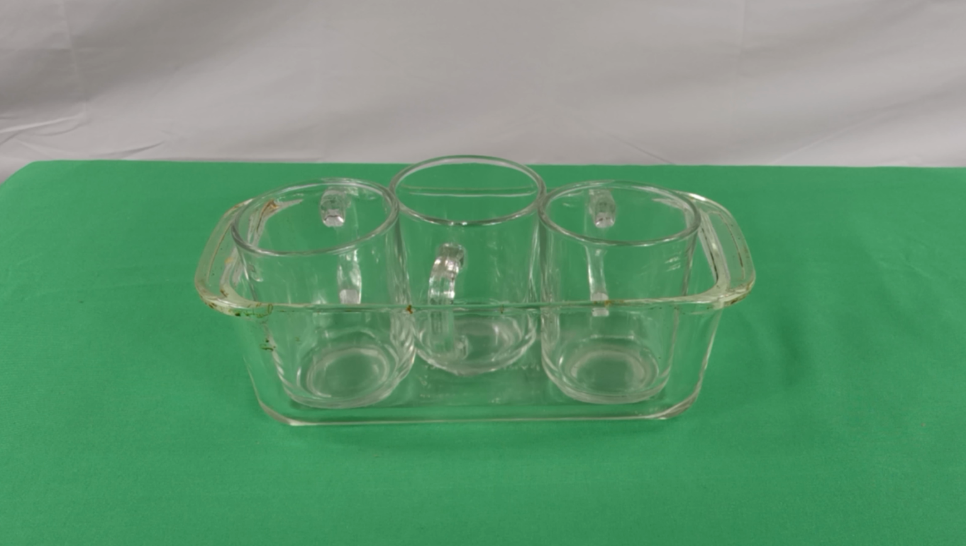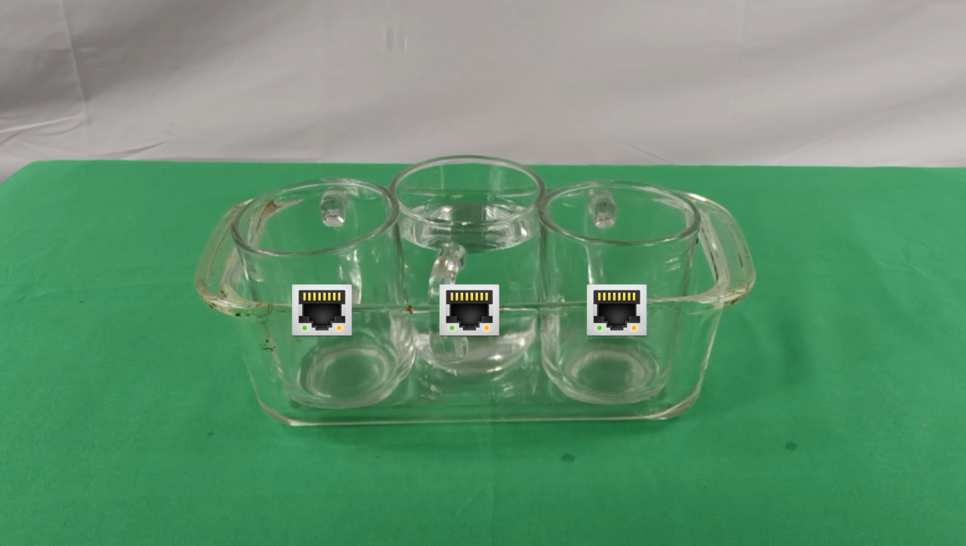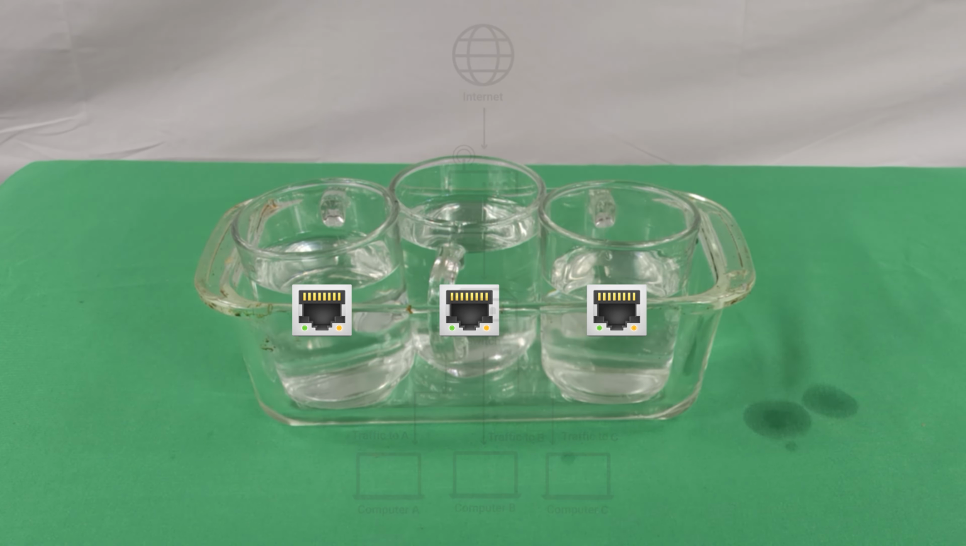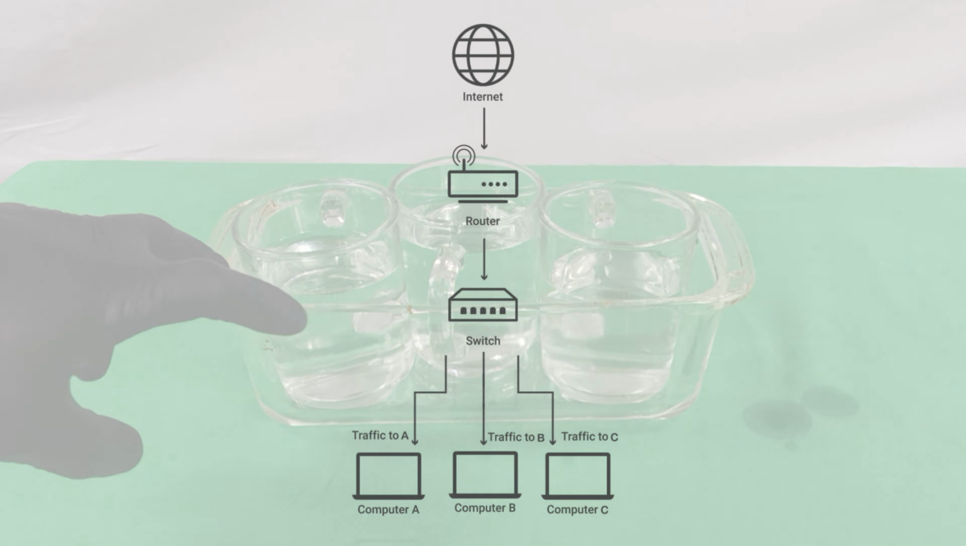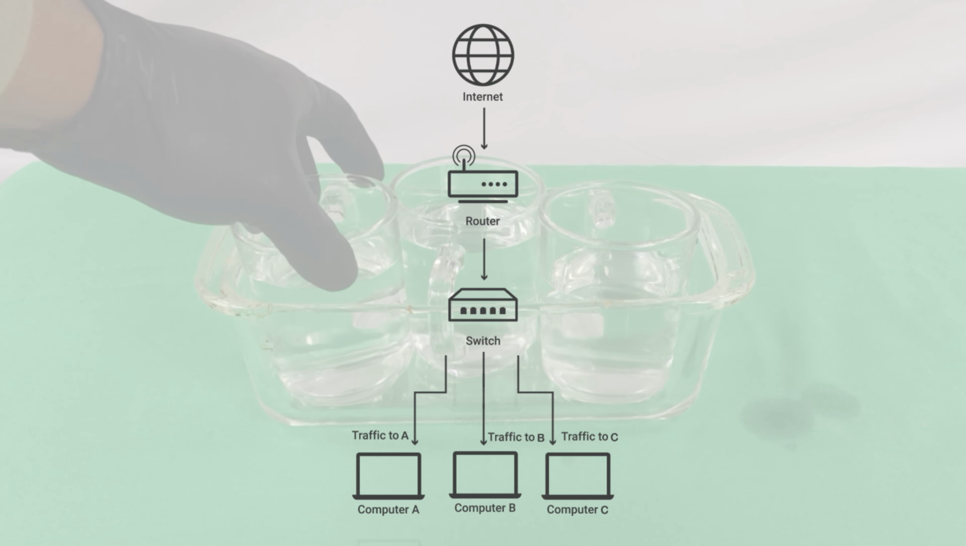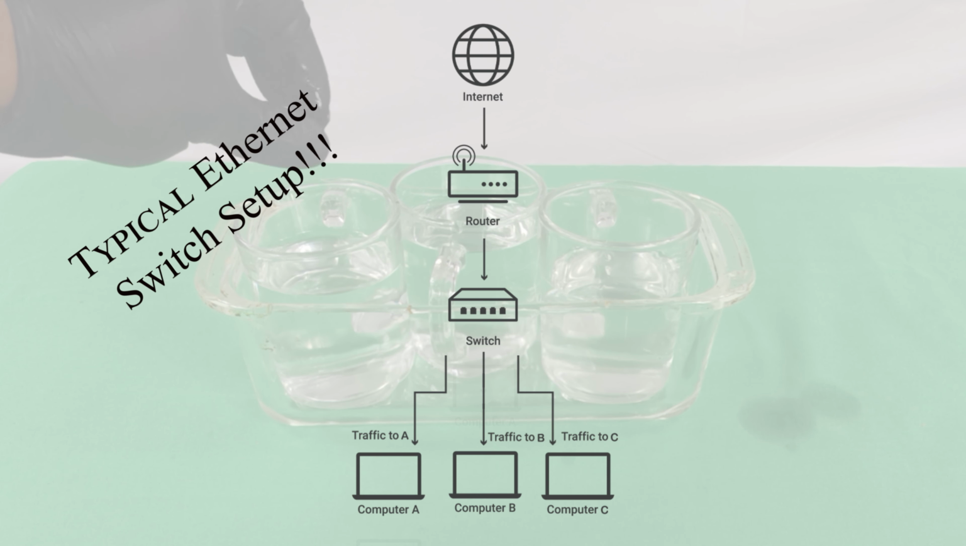mug does. Each mug is a port. The switch itself is the Pyrex dish, and we're going to be pouring water into it. Now think of the Pyrex dish as the switch itself being powered with electricity. Each glass is a port. The water is the Ethernet connection itself.